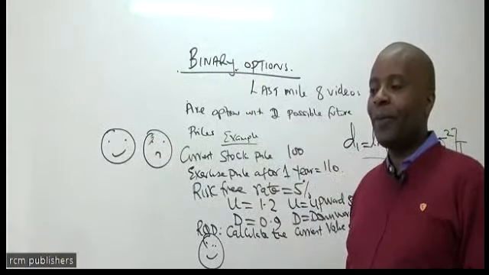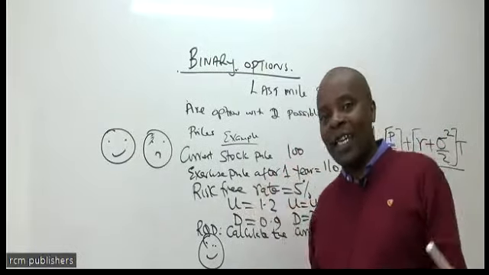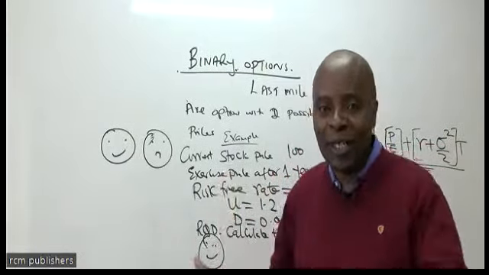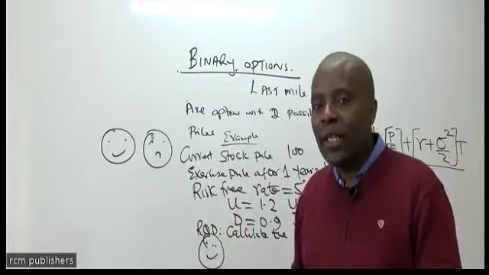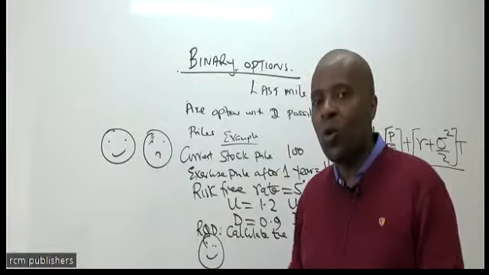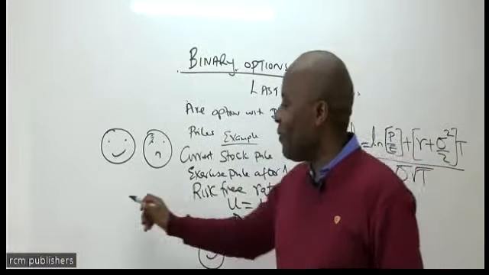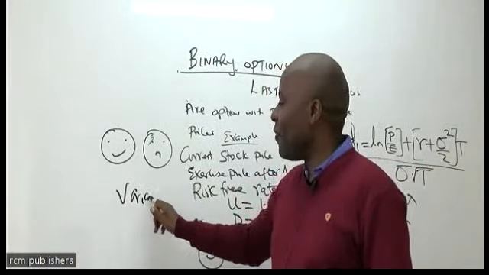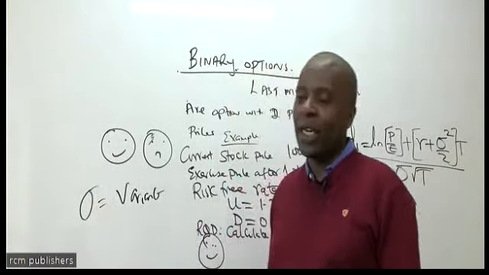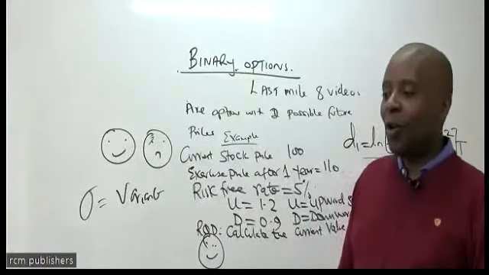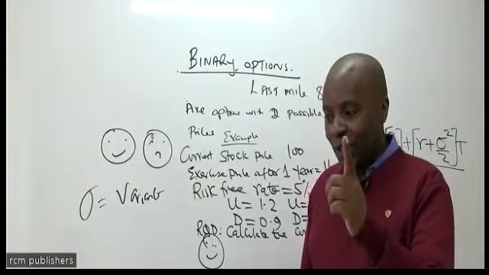options. If standard deviation is not given expressly, and they give me variance, of course you also appreciate the fact that if you're given variance, you can easily change it to standard deviation. Who can remind me the formula? If I'm given a variance, how do I change it to standard deviation? Square root. Thank you very much, Atieno.